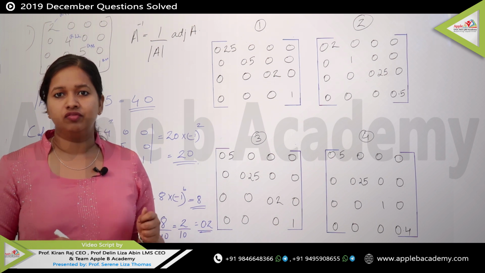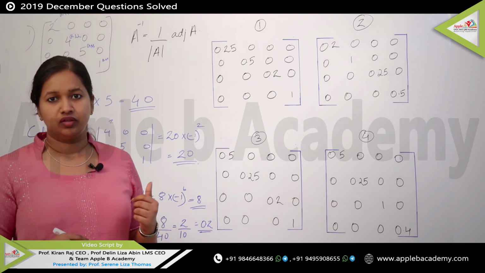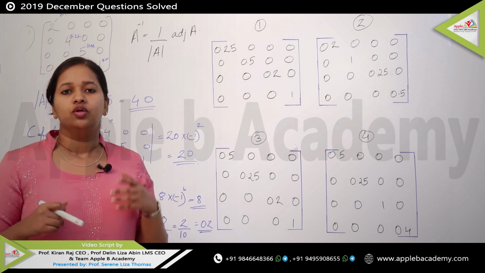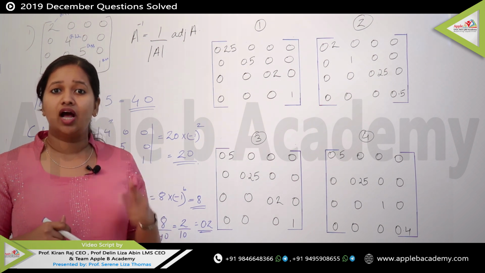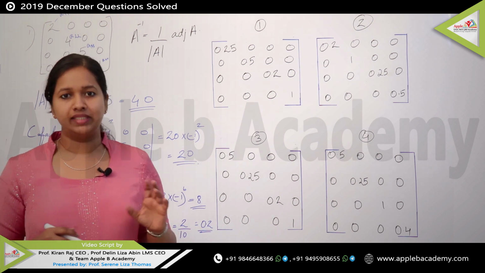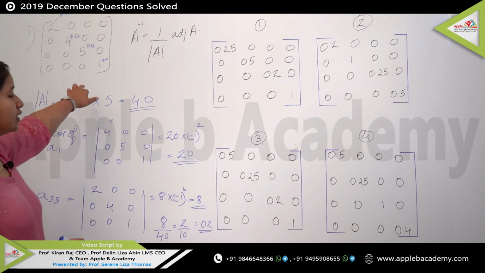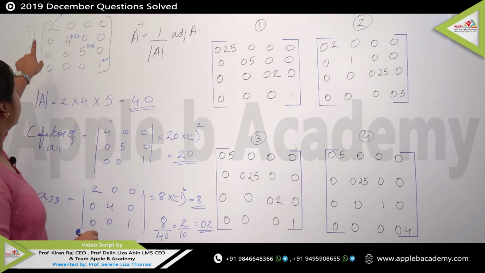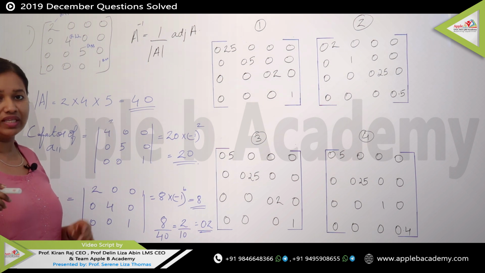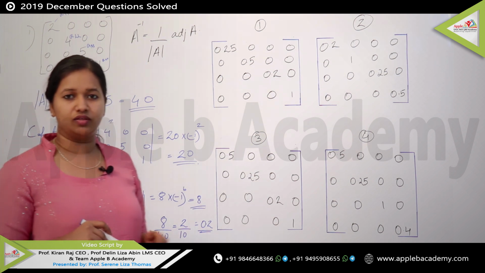We need to find the inverse of a matrix in this question. There is a 4 into 4 matrix given. First we need to understand how to find the determinant of a 4 into 4 matrix, so first we will see that. Okay. So this is the matrix given, which starts with 2. So A11 is 2, and there is a speciality with this matrix.